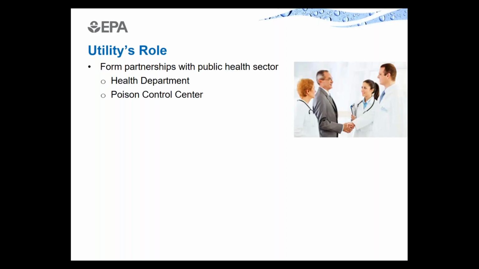So throughout this presentation, it's apparent that public health surveillance is performed by public health agencies, poison control centers, and their partners. But if a water utility wants to tap into that ongoing surveillance for the purpose of monitoring for possible water contamination, they do have a role to play as well. Specifically, one of the first steps is to establish the partnership with the public health sector, most notably the local or state health departments and poison control centers.